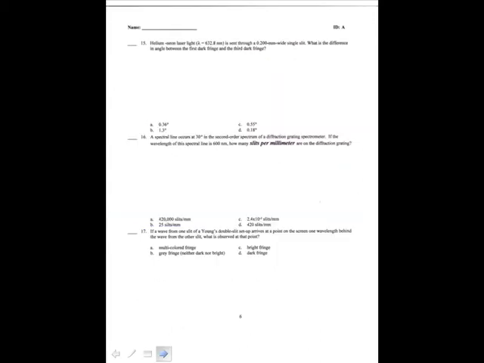Alright, helium neon light is sent through a 0.2 millimeter single slit. What is the difference in angle between the first dark fringe and the third dark fringe? Draw a picture over here. I like to draw a picture.